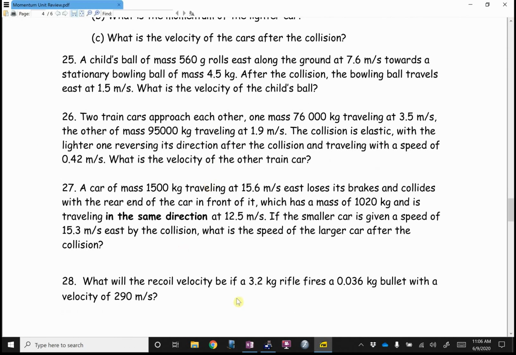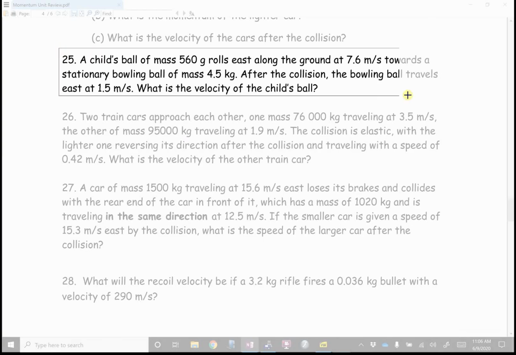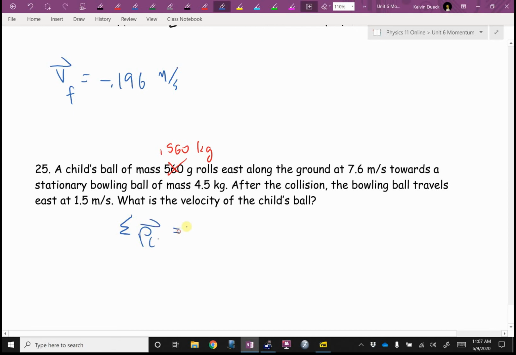Child's ball. Of mass 560 grams. Nice try. 0.560 kilograms. Okay, they don't stick together. At least the question doesn't say so. So I'm going to start up by saying there's a collision, so I can say that momentum is conserved. I'll call this mass A. I'll call this mass B.